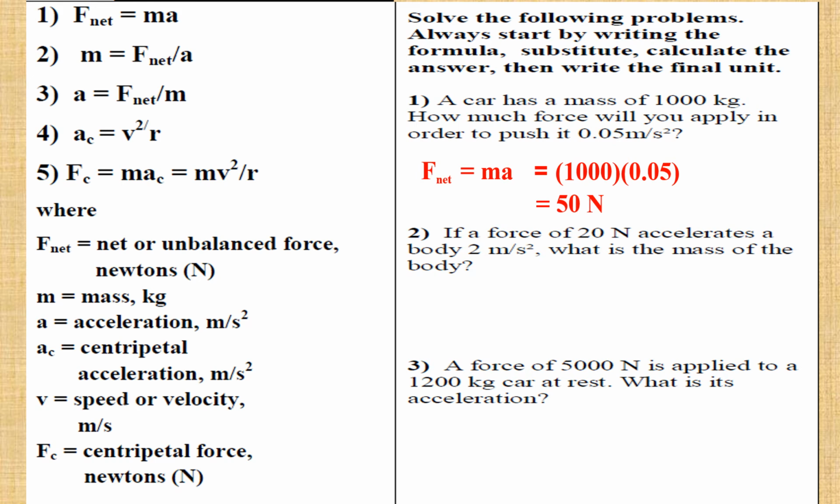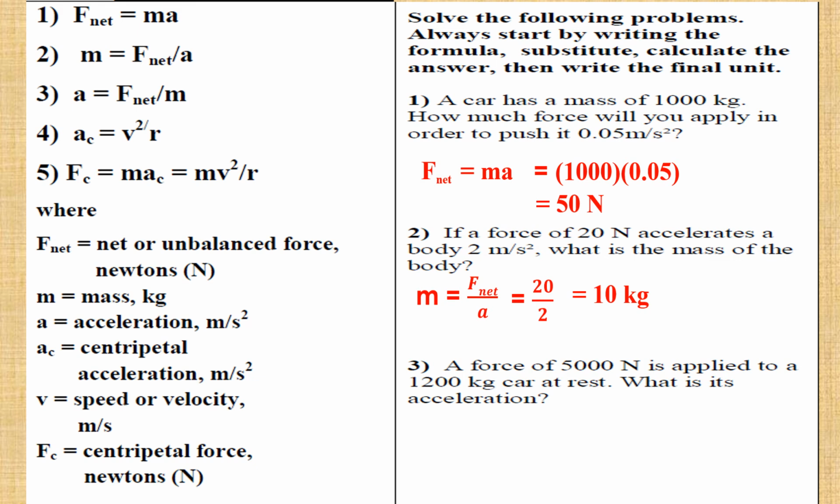Number 2. If a force of 20 newtons accelerates a body 2 meters per second squared, what is the mass of the body? So we are asked to find the mass. Using formula number 2, m equals F net over A. And substituting the values, force is 20 newtons and acceleration is 2. Therefore, the mass is 10 kilograms.